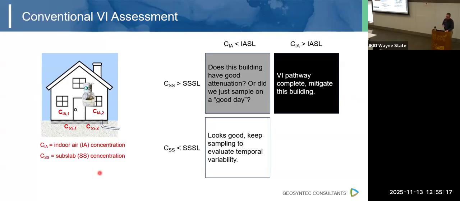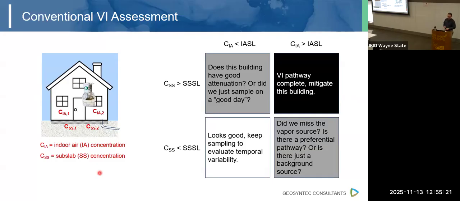We could also have the flip side, where we don't have subslab exceedances, but we do have indoor air exceedances. And in that case, did we just not put the subslab probe in the right place? Is there a subslab soil gas source that we missed? Is there a preferential pathway that we missed, where it's coming in through the sewer? Or is that indoor air concentration just a background source and has nothing to do with the site contamination?